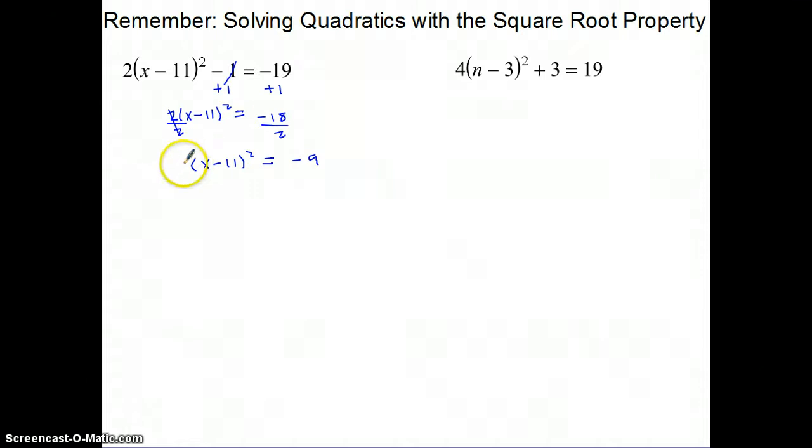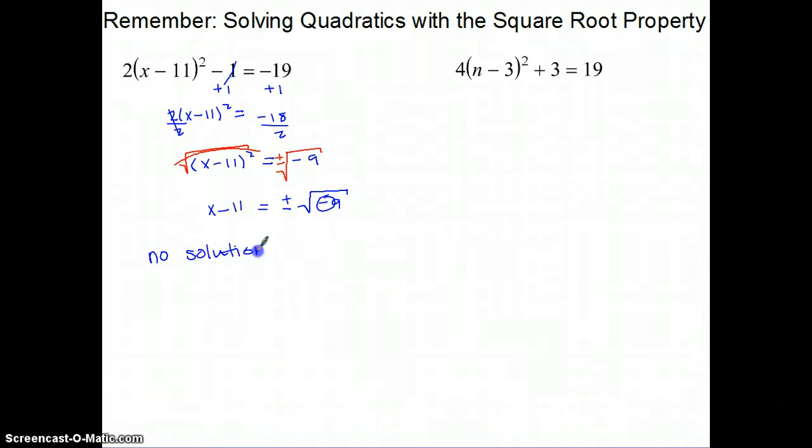Now I need to get rid of that exponent, so I square root both sides, and do not forget the plus or minus in front. This leaves me with x minus 11 on the left, and on the right, I have positive or negative square root of negative 9. Now the problem is, we are not allowed to have a negative underneath a square root. So this, we say, has no solution.